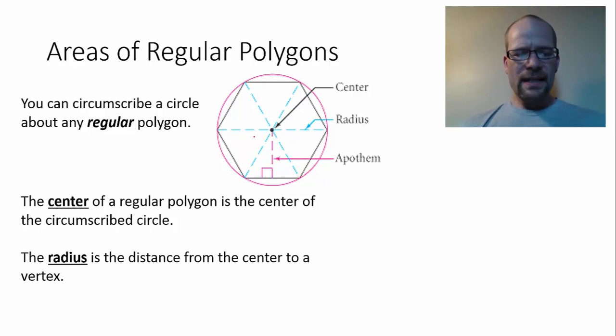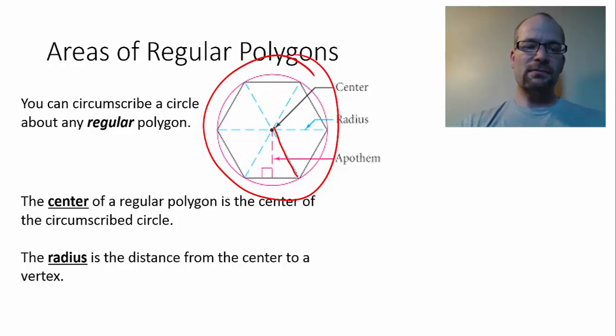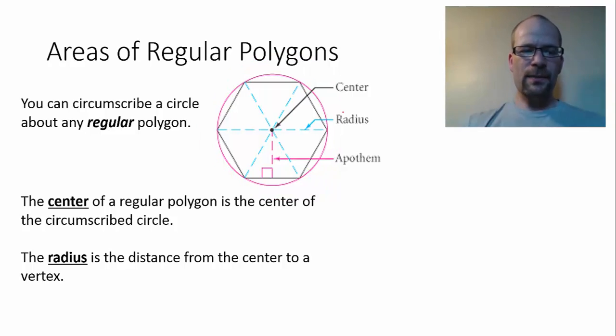Next we have a radius. We're familiar with the word radius, but we've talked about it in the context of circles. Notice in this circle, this is called a radius here. And in fact, it's also called the radius of the corresponding polygon. When we talk about this hexagon and its radius, the radius is the distance from the center of the hexagon to one of the vertices.